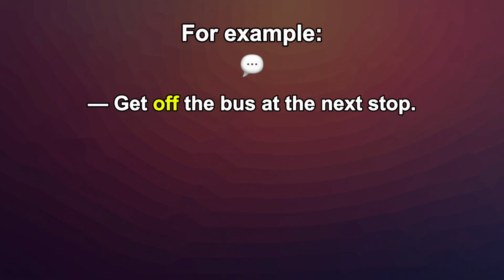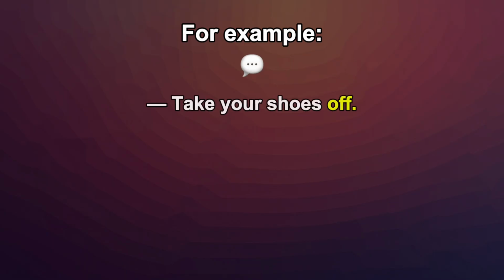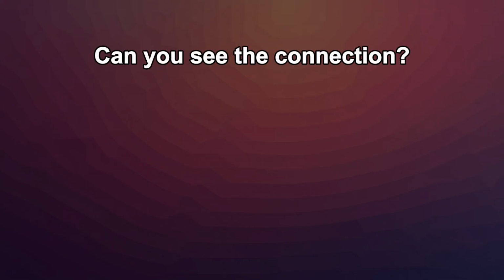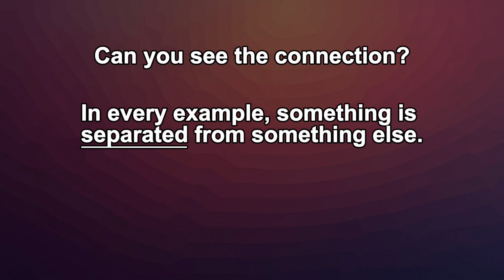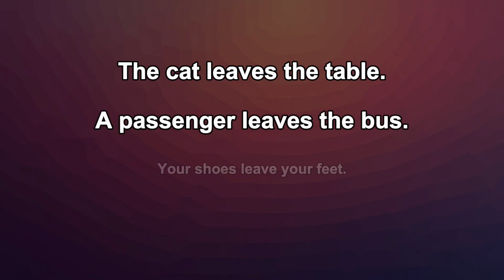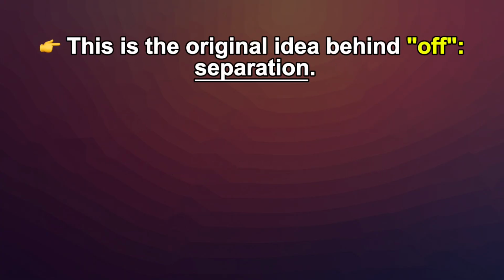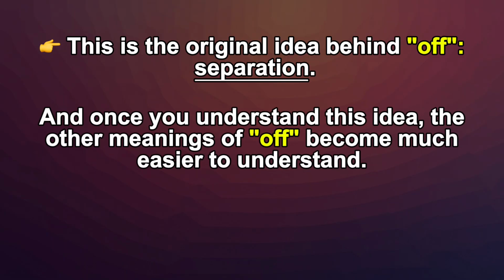Get off the bus at the next stop. Leave the bus. Take your shoes off. Remove your shoes from your feet. Can you see the connection? In every example, something is separated from something else. The cat leaves the table. A passenger leaves the bus. Your shoes leave your feet. This is the original idea behind off, separation. And once you understand this idea, the other meanings of off become much easier to understand.